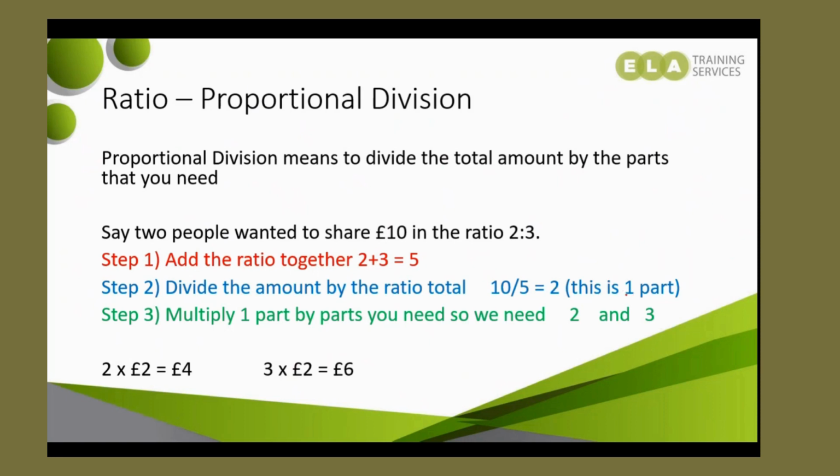We then multiply that 1 part by the parts that you need. So we know we need 2 parts, so we do 2 times 2, which is £4. We need 3 parts, so 3 times £2 is £6. And that gives us how much each part is. Then to check your answer, these 2 numbers should make your original. So we know our original is £10. So 6 add 4 does make 10, so we know that our calculation's correct.